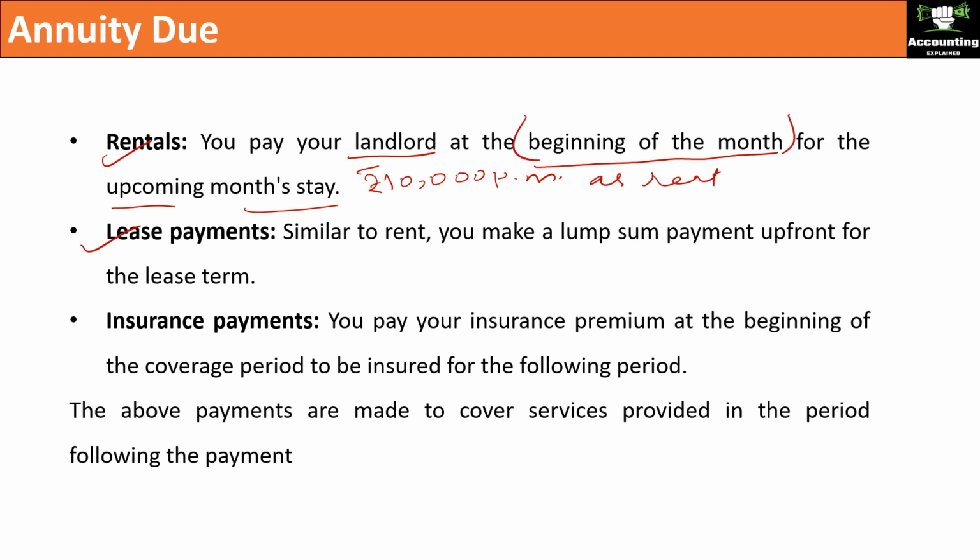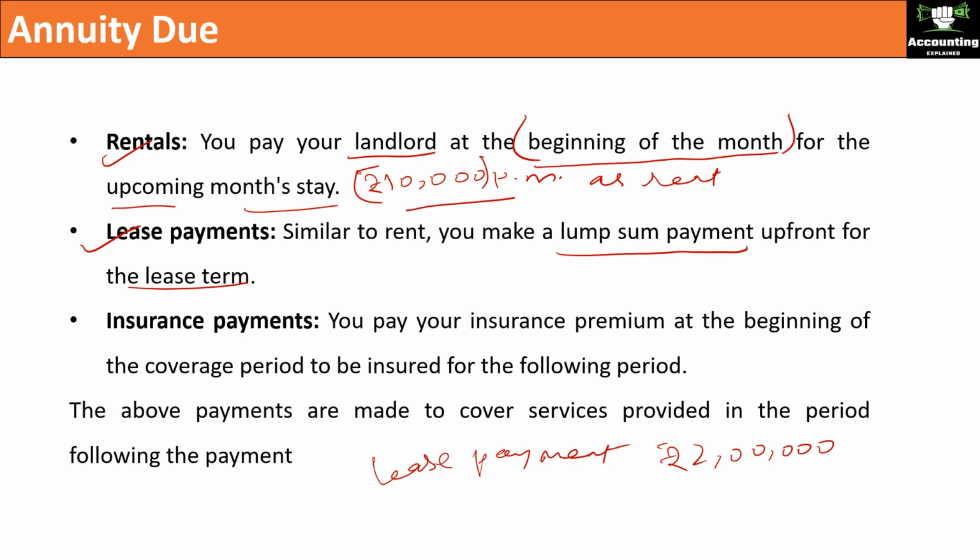Next is lease payment. Similar to rent, you make a lump sum payment upfront for the lease term. Suppose you don't want to pay rent. What will you do? The landlord will insist you make some lease payment. For this 10,000, he may ask you to pay rupees 2 lakhs upfront instead of monthly rent. So we have to pay rupees 2 lakhs at the beginning itself. This is one example of an annuity due.